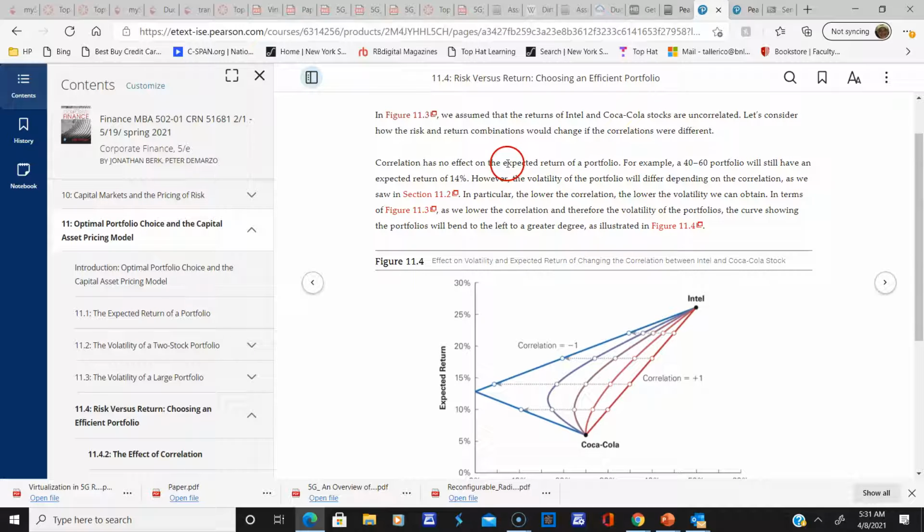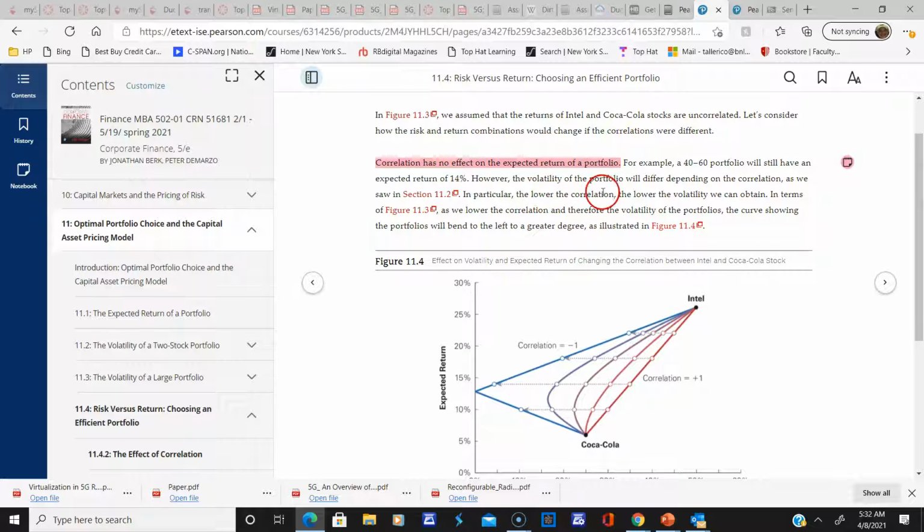Correlation has no effect on the expected return of a portfolio. Okay? And this is an important statement. It has no effect on the expected return of a portfolio. So let me highlight that in pink here. For example, a 40-60 portfolio will still have an expected return of 14%. However, the volatility of the portfolio will differ depending on the correlation, as we saw in section 11.2.